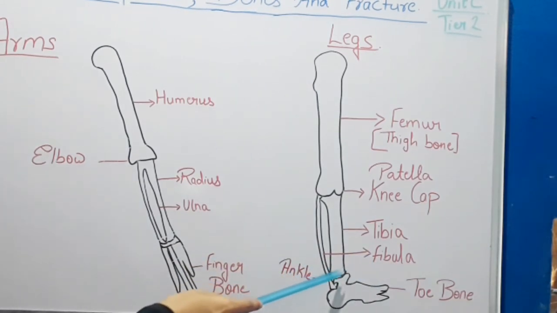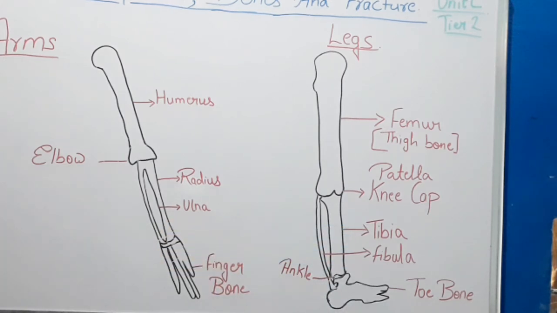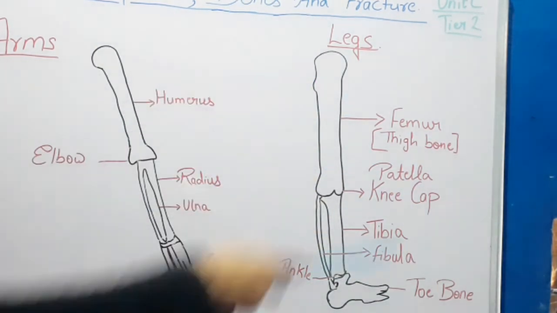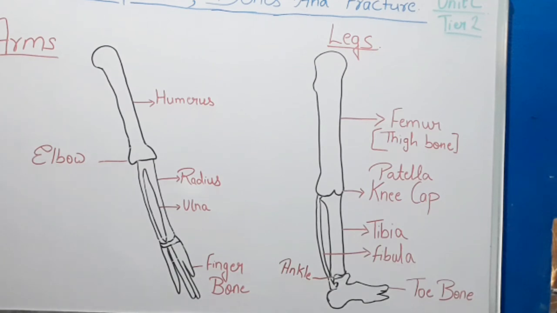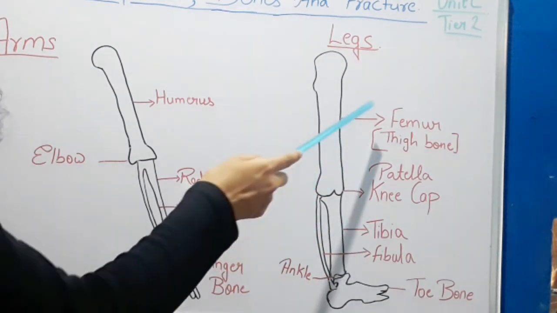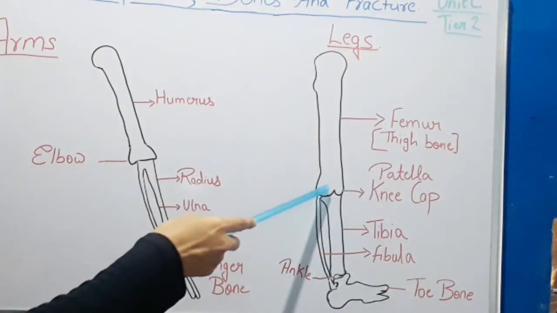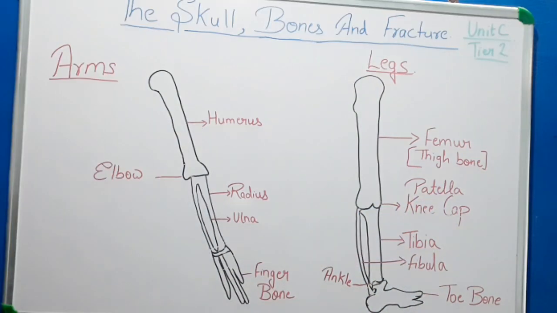This is the ankle part, from where the foot or the toe is connected to the lower leg. In the leg also there are a total of 30 bones, and in the ankle part and the toe part there are small bones. Is it clear? The upper leg and the lower leg meet at this joint, and this is called the kneecap or patella.